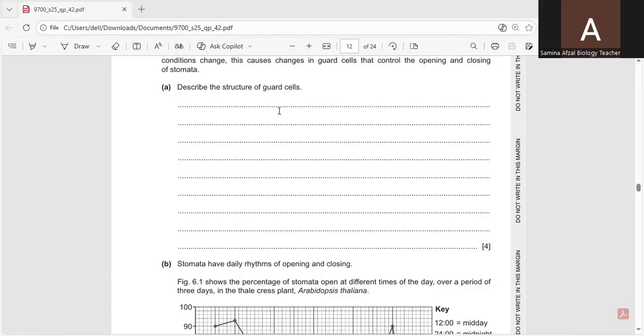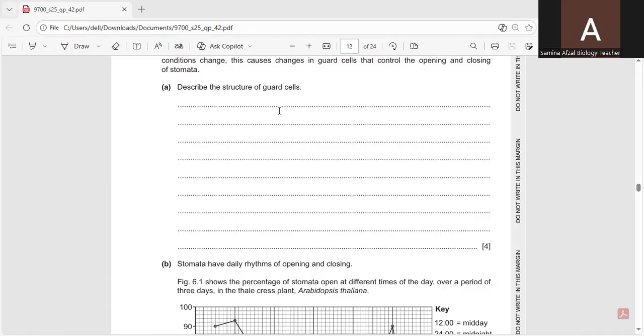So here we have to describe the structure. First of all, if we discuss the shape of the guard cells, they are typically found in pairs and are often kidney bean shaped in dicots or dumbbell shaped in grasses and monocots. And the cell wall is unevenly thickened. The wall facing the stomatal pore is generally thicker and less elastic, while the wall facing the epidermal cells is thinner and more elastic. Radially oriented cellulose microfibrils are present, radiating out from the pore.